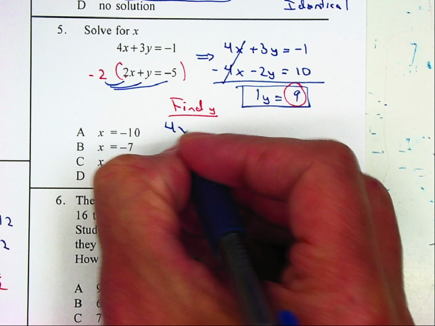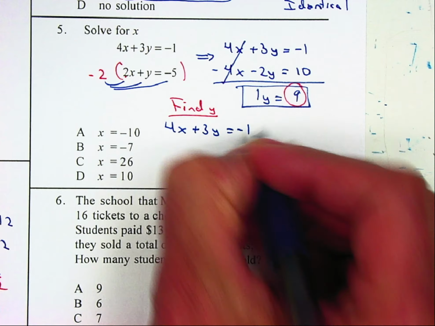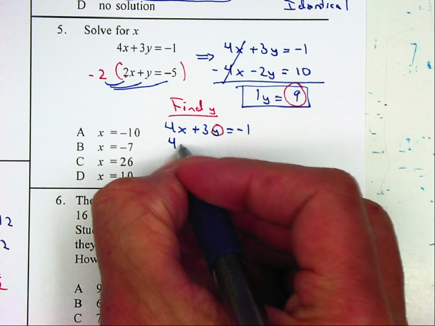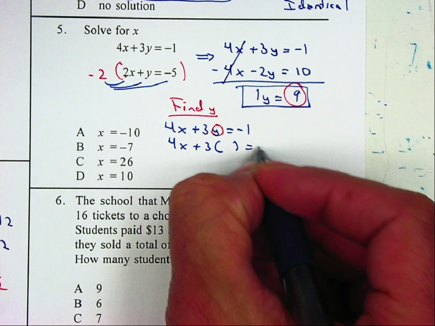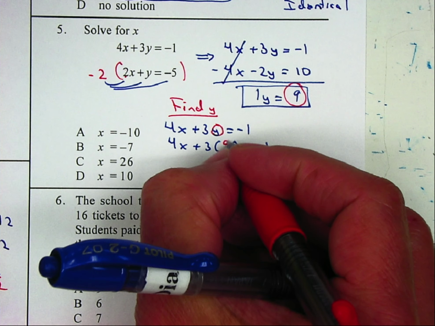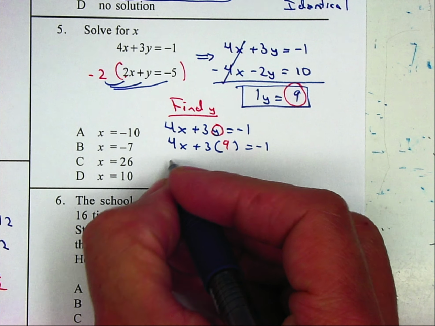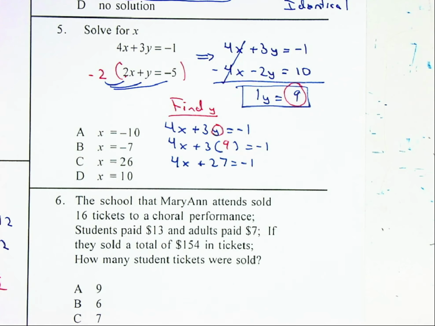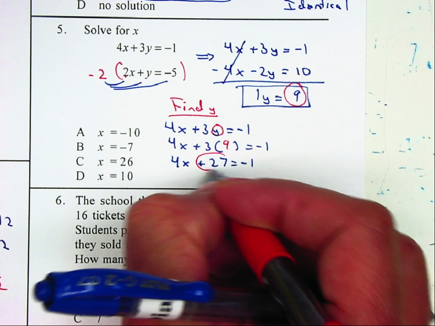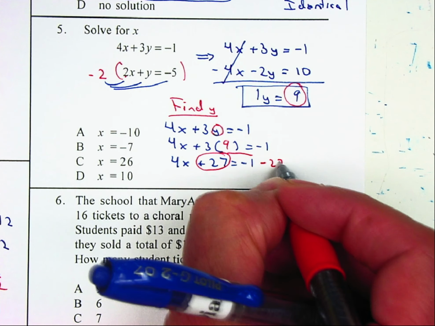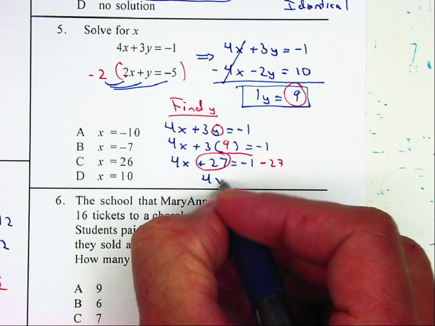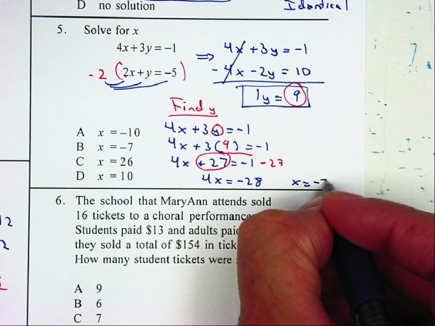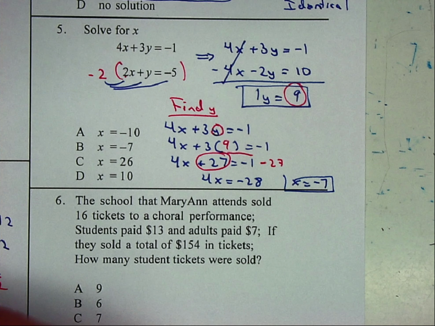We have 4x plus 3y equal to negative 1. But instead of the y, I'm going to replace it with a 9. 4x plus 3 times 9, plus 27 equal to negative 1. Leave the x by itself, so I'm going to move my 27 to the right because it's negative 27. So therefore we have 4x equal to negative 28. Divide by 4 on both sides, so therefore x equal to negative 7. So therefore your answer is letter B.